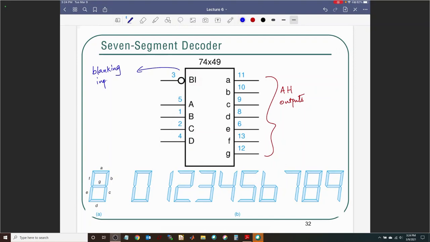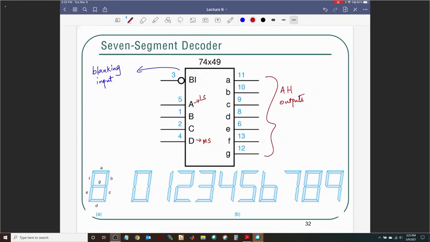So if it's actually active, that means that you are going to blank out the output, right? So if you actually connect this to a 0, that means all of these guys are going to be low. They are not going to be enabled, right? So it's slightly different from the enable. It's kind of the opposite of enable. It's a blanking input. In terms of A, B, C, and D, what is the most significant? What is the least significant? Again, we have A as our least significant input and D as our most significant input.